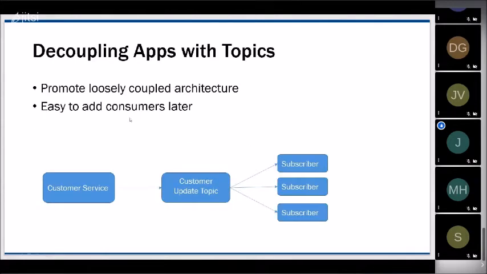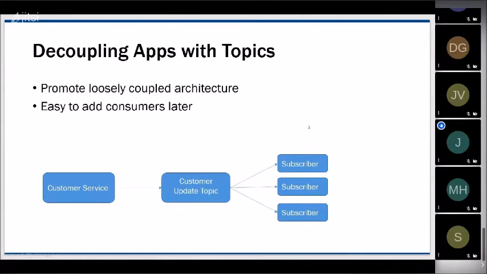The next pattern is the topic pattern. In a topic, instead of sending each individual item to a single entity, like a one-to-one relationship, it's more of a broadcast mechanic where your processor broadcasts your event out to a list of subscribers. So in this case, we have a customer service. Let's say we have some sort of customer update, like the customer had a new address. Then we broadcast it out to all the different subscribers that need that information.